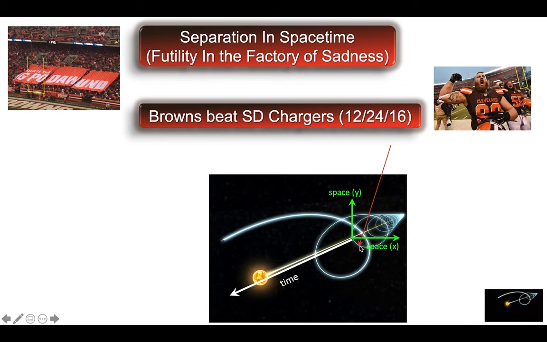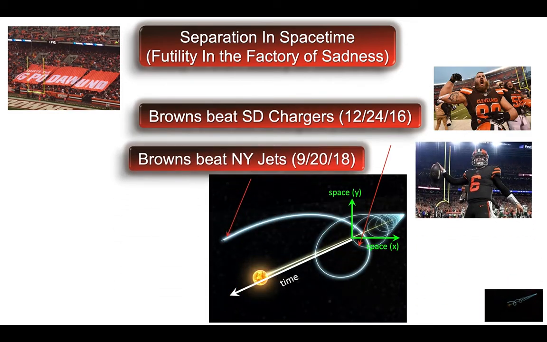And then there was a season after that, and then there was a season after that when the Browns again won. And if we want, we could say here was a specific event, a location in space and time, when the Browns beat the Chargers. And here's a specific event, a location in space and time, when the Browns beat the Jets. So what is the separation between these locations in space and time, where the Browns, let's say, went without winning?